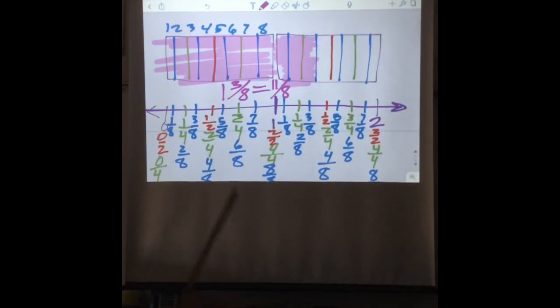Okay? So this is how you do fractions larger than 1. I hope that this has been helpful. Watch it again. Remember, pause and draw as you go. I love math.